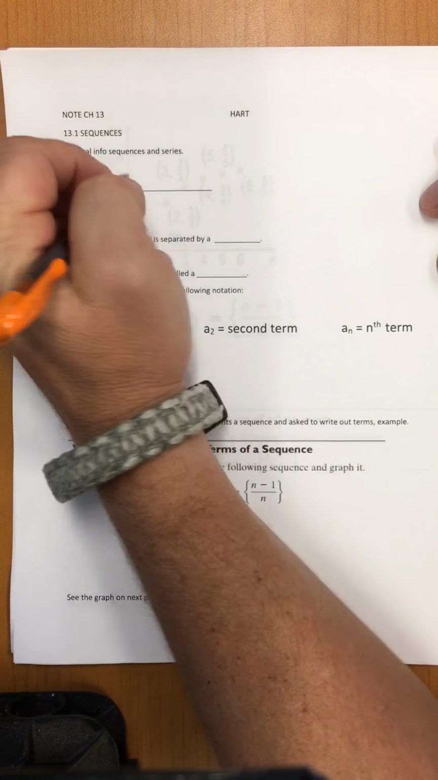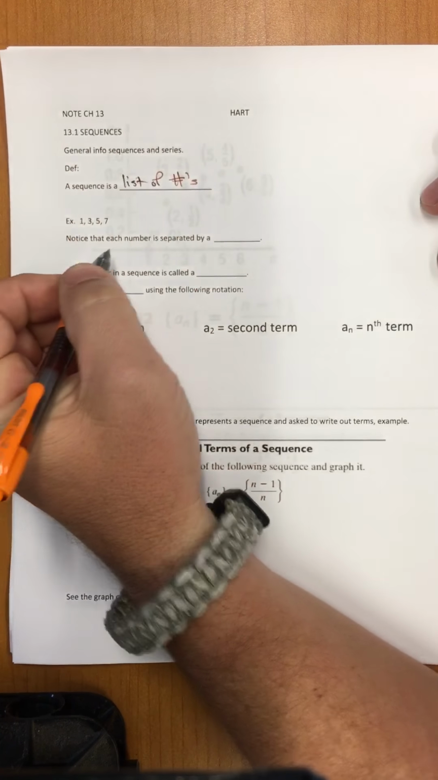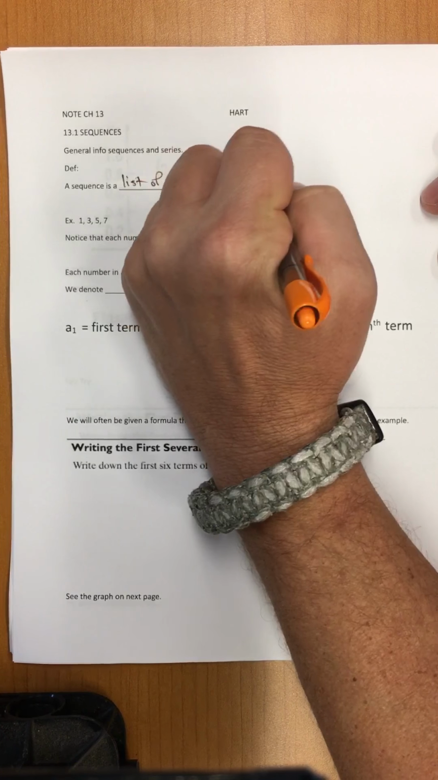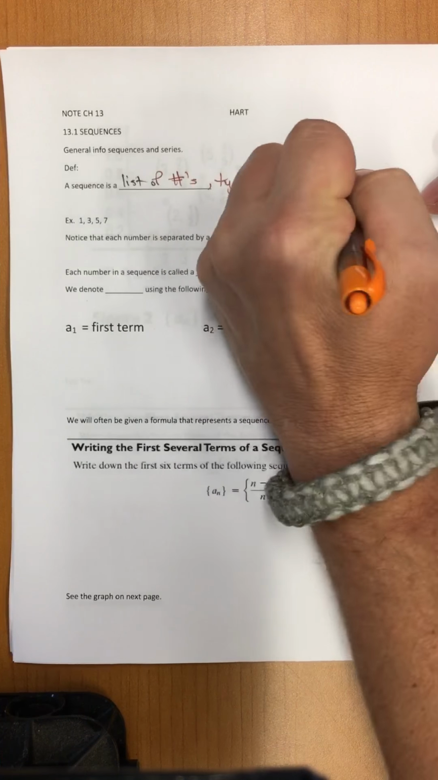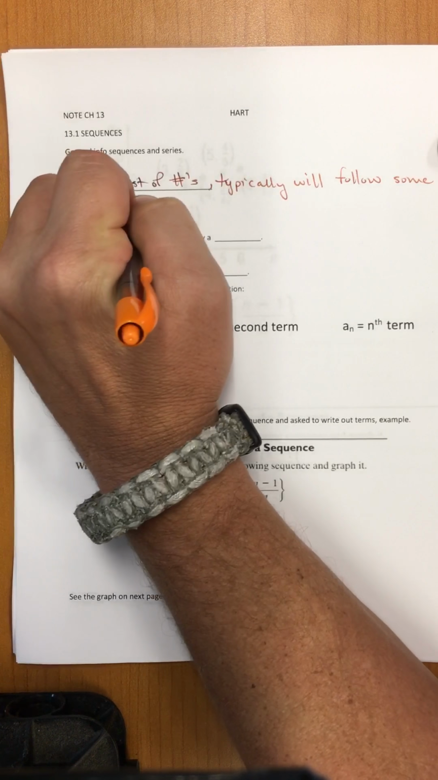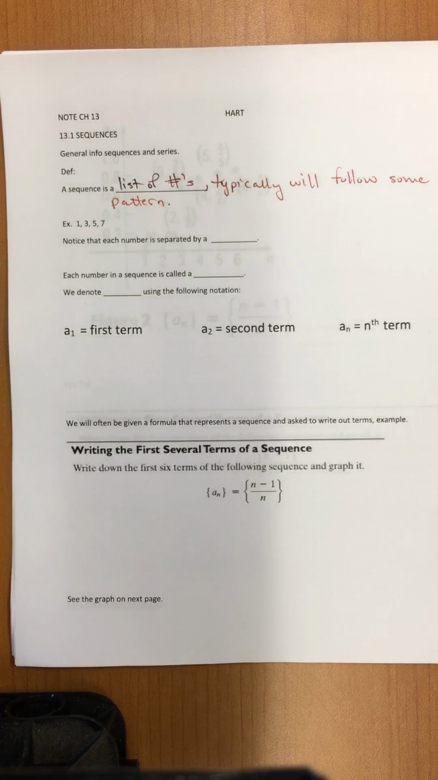A sequence is basically just a list of numbers. They typically will follow some pattern. And in fact, later on, when we do the next two sections, that pattern they follow will be very, very evident. But right now, it's just going to be kind of general information. Here's an example: 1, 3, 5, and 7. You can see the pattern is they're adding 2 every time. So again, not the most exciting pattern.